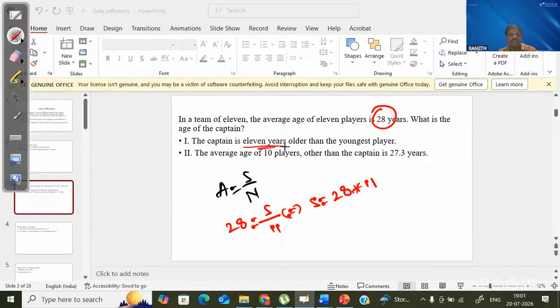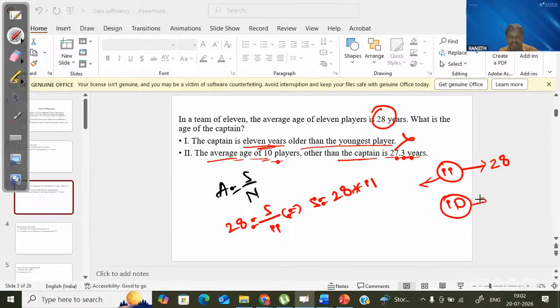Statement 1: the captain is 11 years older than the youngest player. We don't know the youngest player's age, so we can't find the captain's age by using the first one. It is not possible. Second one: the average age of the 10 players other than the captain is 27.3. The total number of players is 11 with average 28, and the 10 players other than the captain have average 27.3.